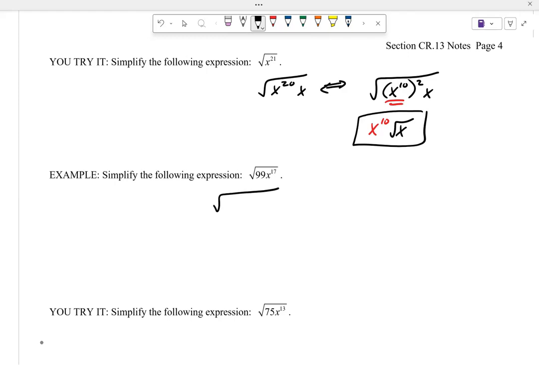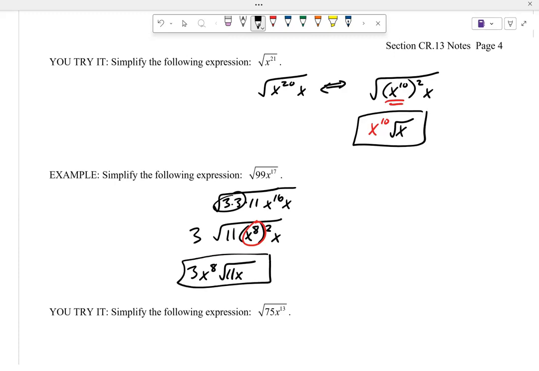We know 99 is 9 times 11, and 9 is 3 times 3. And then x to the 17th, I'm going to write that as x to the 16th with an x. 3 comes out. And x to the 16th, I'm going to write as x to the 8th squared. So I know an x to the 8th comes out. So 3x to the 8th, I'm left with an 11x underneath my radical there.